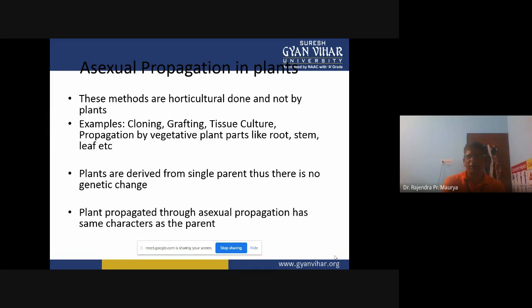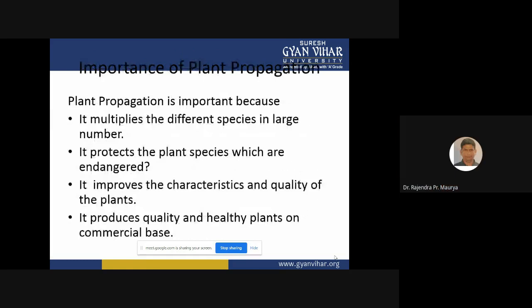Also, that plant should be a regular bearer and free from diseases, insect pests, etc. And that plant should have resistance against insect pests or diseases, and also must be salt tolerant and drought tolerant, etc. If the plant has all these characteristics, then we should multiply it by grafting, budding, cuttings, any method. So we can get true-to-type plants.